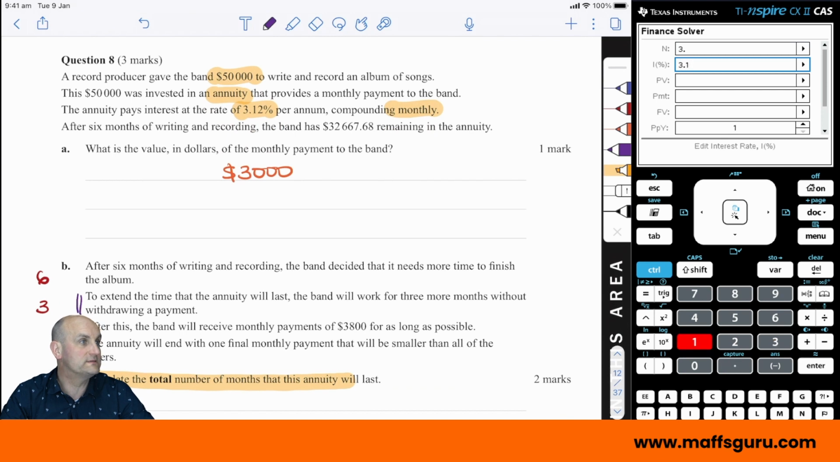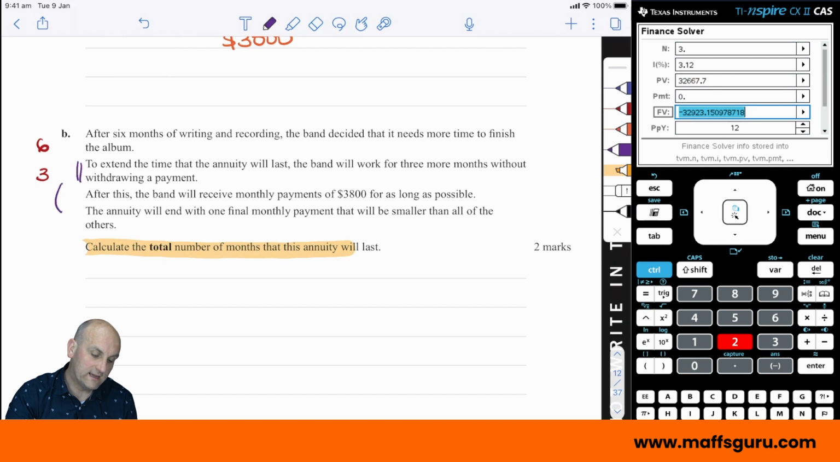So we've got 3.12% again. Principal value was 32667.68, wasn't it? Yep. Payment 0, future value we're trying to find, payments per year 12, compound periods 12. All right, so let's see what the future value of that is going to be. 3293. Okay, so when they start getting payments again, they are going to have 3293.15. That's how much they are going to have in the annuity.